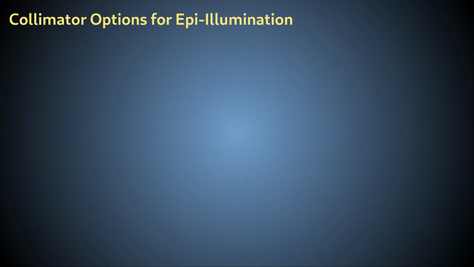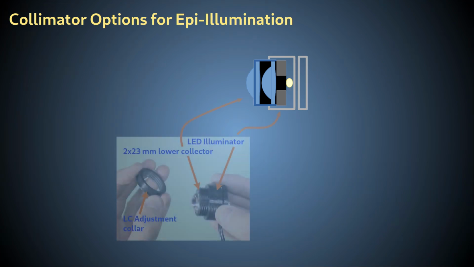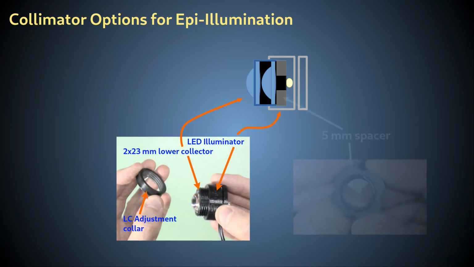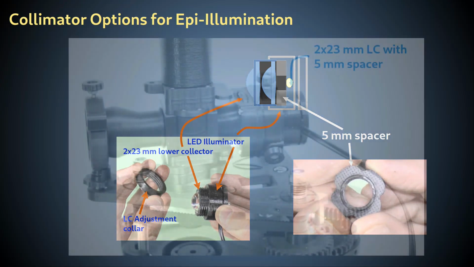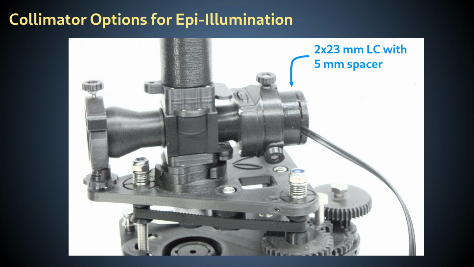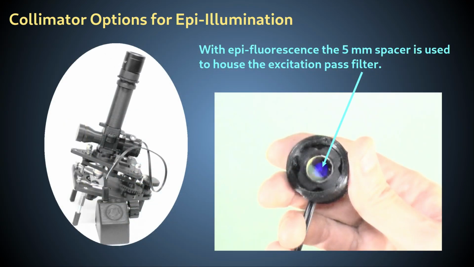Now I'll describe the two types of illumination collector lens systems that may be used with PUMA in Epi-illumination modes. The first is the standard 2x23mm lower collector alone, which must be used with the 5mm spacer. This collector system gives the most even illumination at low magnifications, such as with the x4 objective, and is the only type of collector system that can be used for fluorescence, because we need the 5mm spacer to house the excitation pass filter.